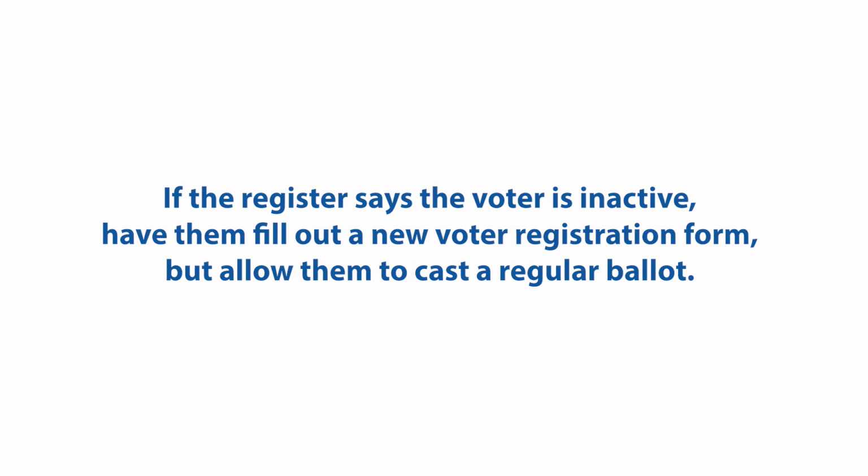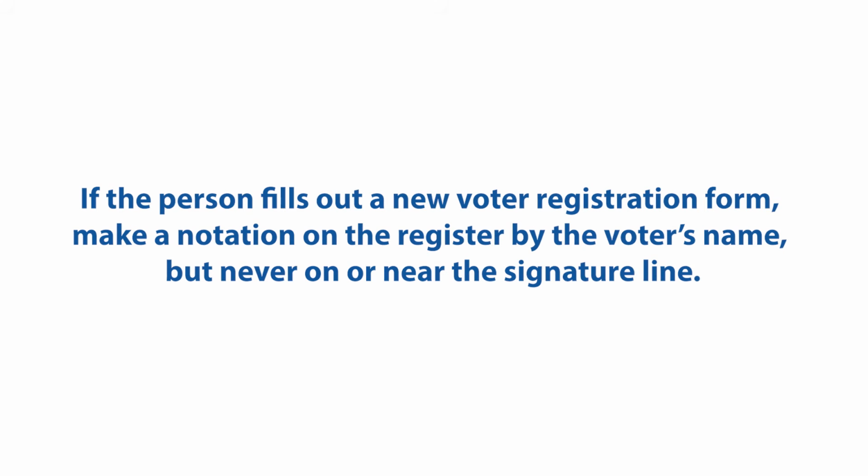If the register says the voter is inactive, have them fill out a new voter registration form, but allow them to cast a regular ballot. If the person fills out a new voter registration form, make a notation on the register by the voter's name, but never on or near the signature line.